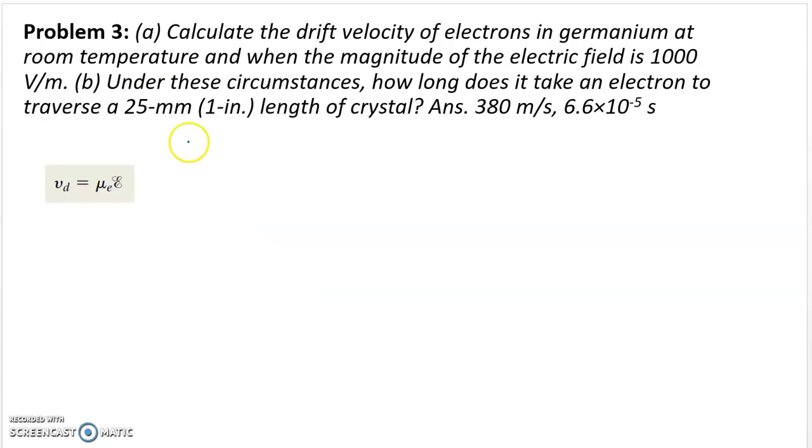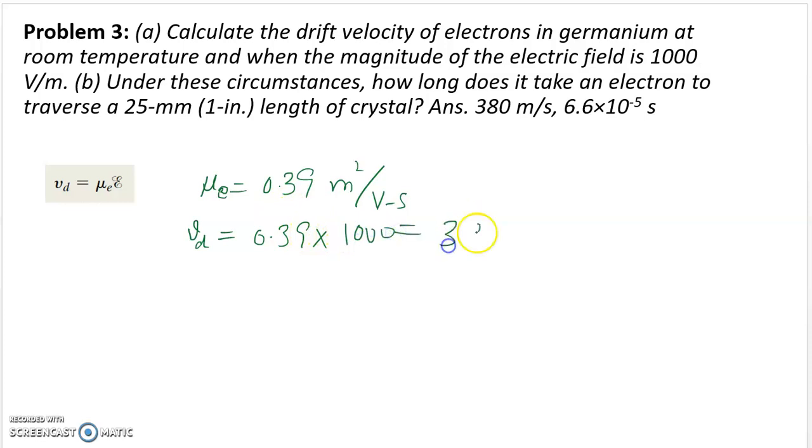The value of mu_e in this case is given as 0.39 meter square per volt second. So just apply these values. The drift velocity will be equal to 0.39 multiplied by E, which is 1000. So it will be 390 meters per second.